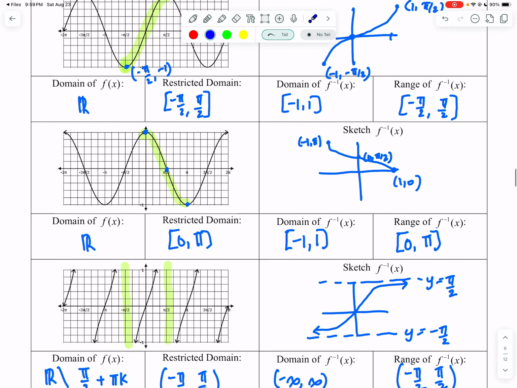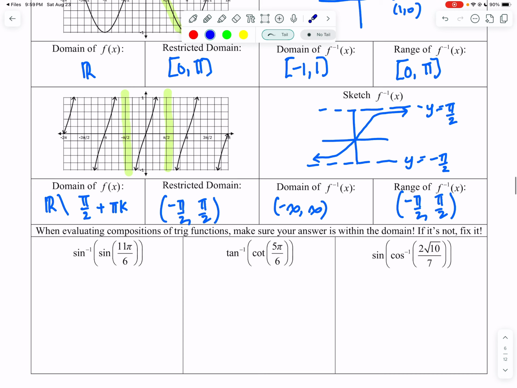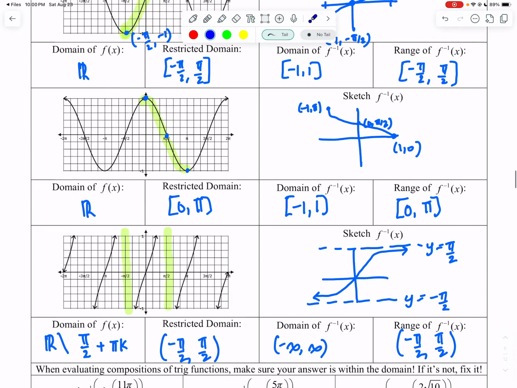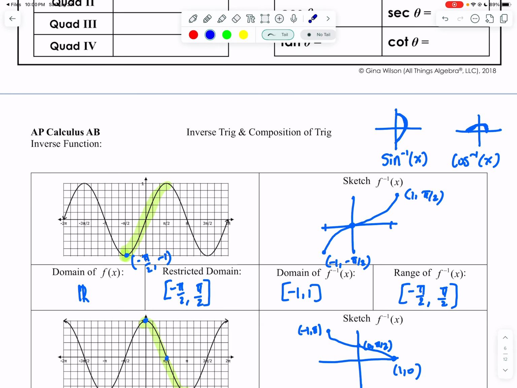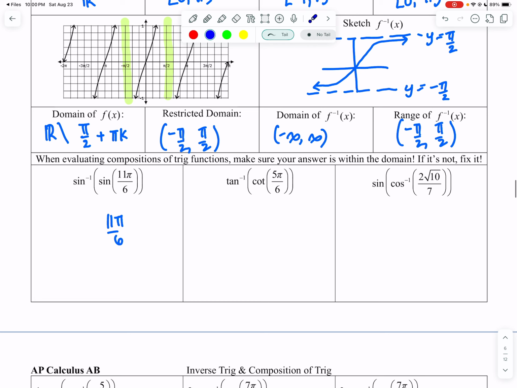So looking at inverse sine of sine of 11 pi over 6, you might think that the sines will cancel out. And theoretically, they should cancel out, but your answer would be 11 pi over 6. And the thing is, 11 pi over 6 is not within my range for inverse sine. Because remember, inverse sine is negative pi over 2 to pi over 2. So thinking about my coterminal angles, I'm going to change 11 pi over 6 so that it is negative pi over 6, which is our answer for the first one.